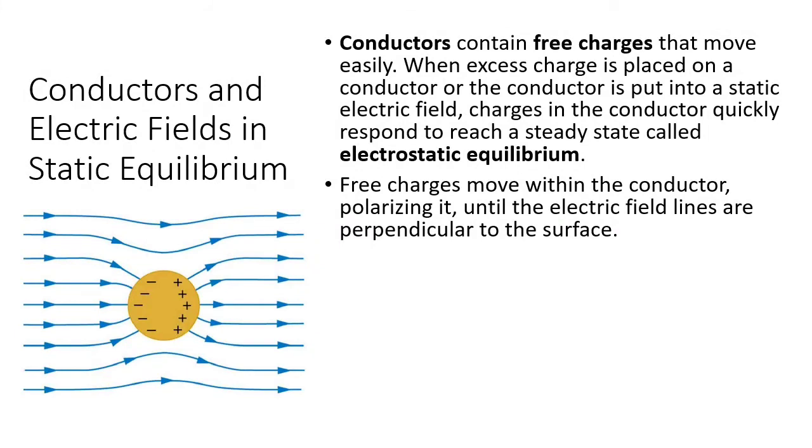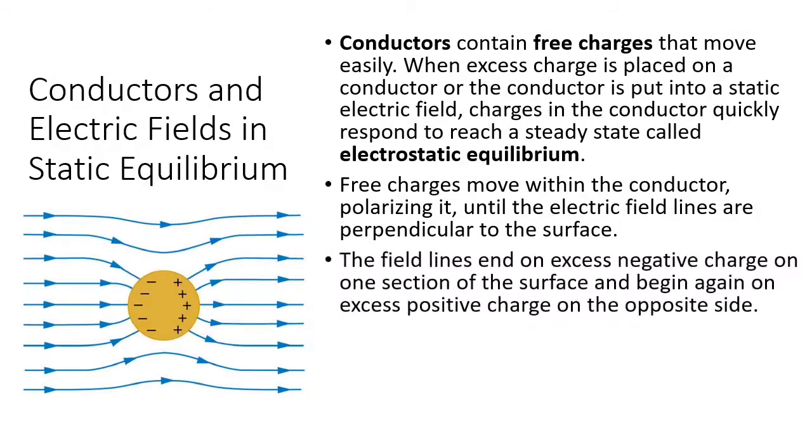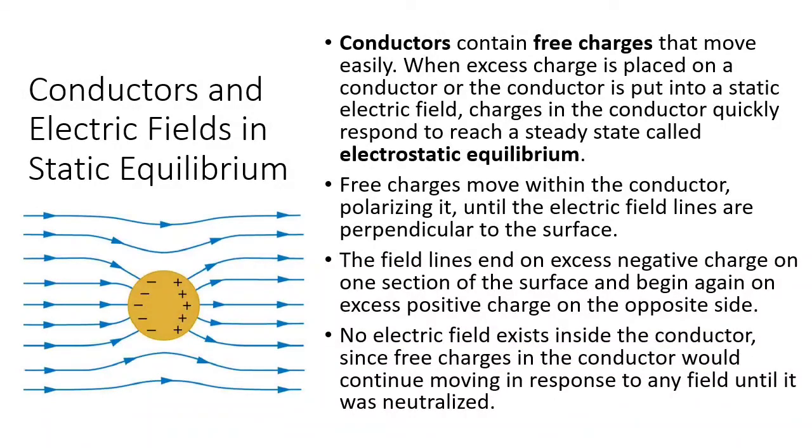Free charges move within the conductor, polarizing it, until the electric field lines are perpendicular to the surface. The field lines end on excess negative charge on one section of the surface and begin again on the excess positive charge on the opposite side. No electric field exists inside the conductor. That's very important to keep note of, since free charges in the conductor would continue moving in response to any field until it was neutralized.